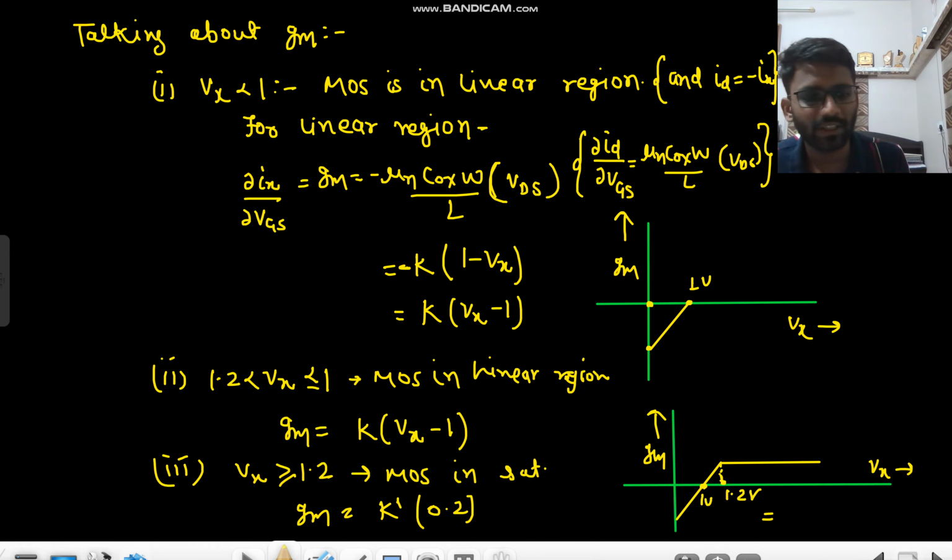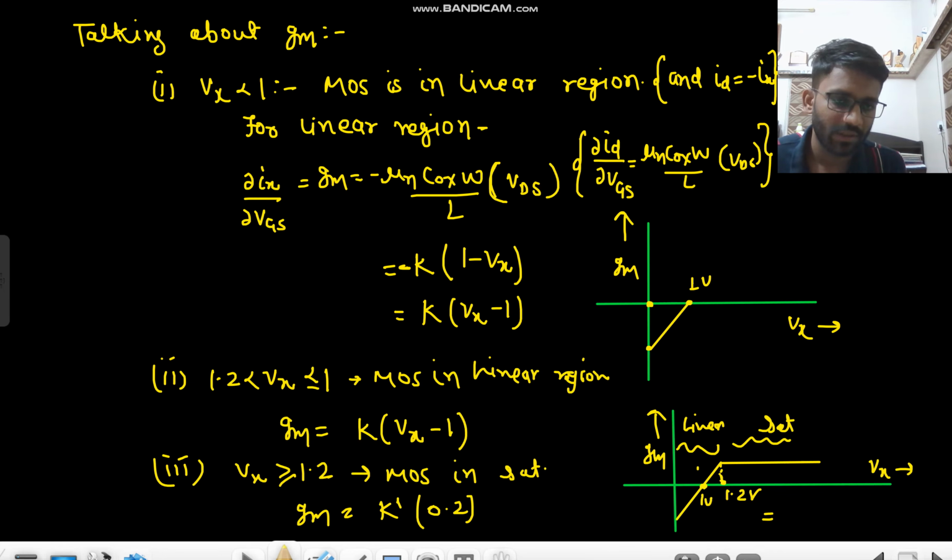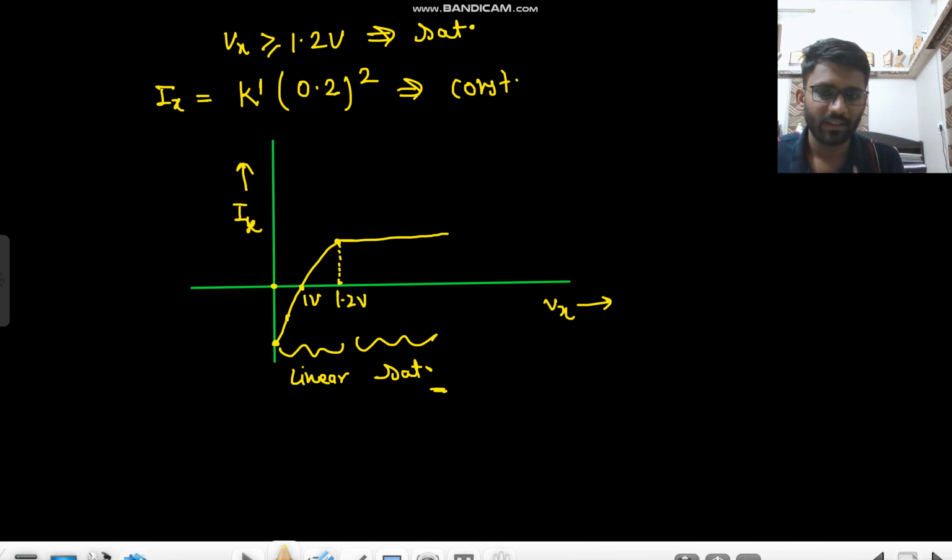So in most of the curve, this region will be linear and this will be saturation. In most of the curve you will find that this curve will not be linear, right? Because this is dependent on square value. This is dependent on square value, right? So this is not linear. Like this curve is not linear.